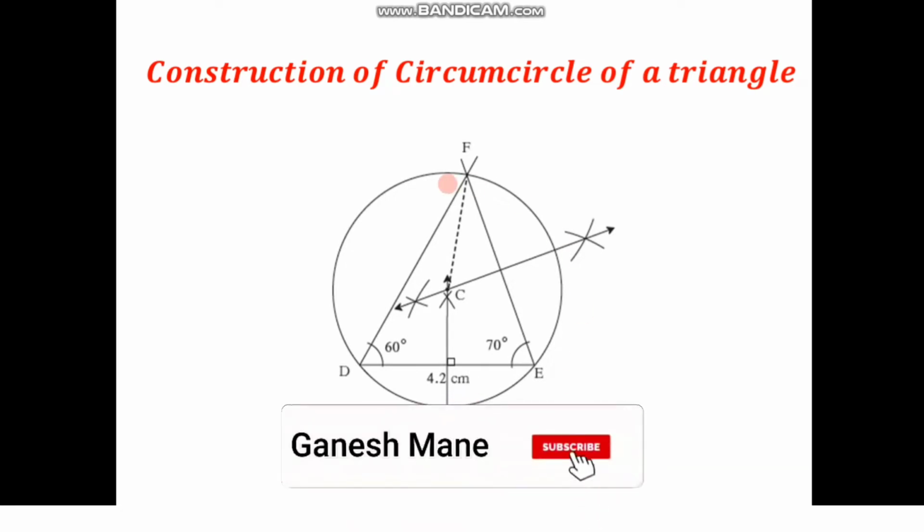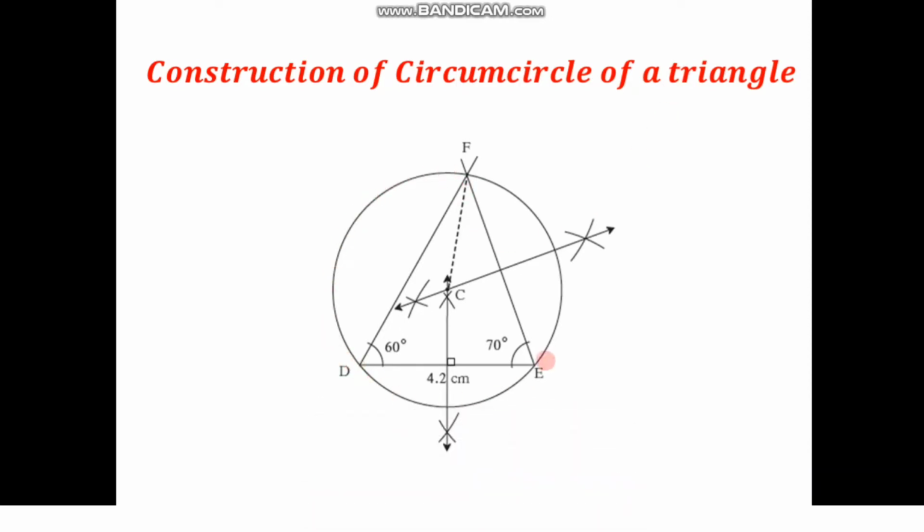From this one we can define the circumcircle of a triangle as a circle which passes through all the three vertices of a triangle. So here, as we can see, triangle FDE is any triangle given, and there is one circle which passes through all these 3 points, that is F, D and E. That's why this is a circle which passes through all the three vertices of this triangle FDE. So this is the circumcircle of a triangle.